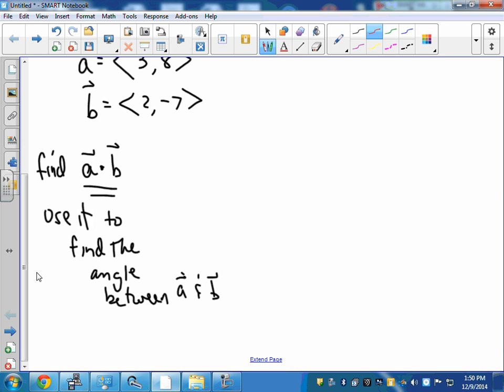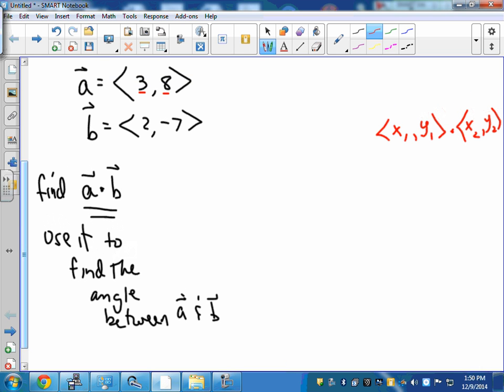Now, if you go in the textbook, the dot product is pretty easy. It just says if you have vector x1, comma y1, and you're dotting it with another vector x2, comma y2, by definition, the dot product is simply going to be a sum. It's a scalar. It's x1 x2, so you multiply these two together, and you multiply these two together, and you just add them up. So y1 y2. And that's by definition.